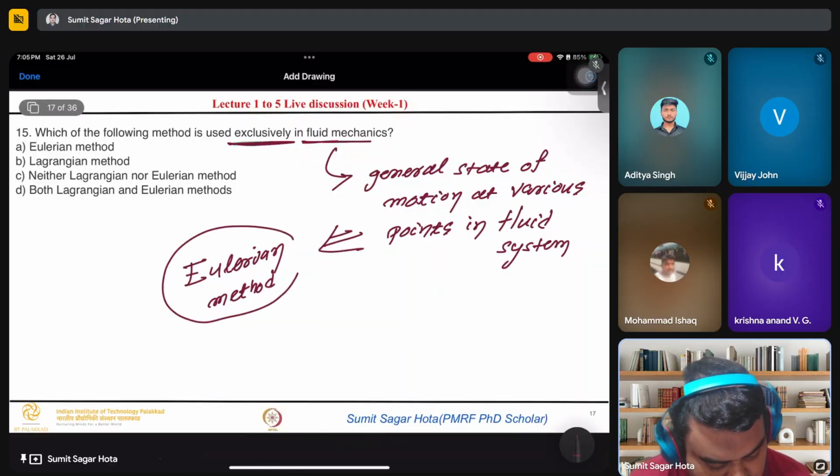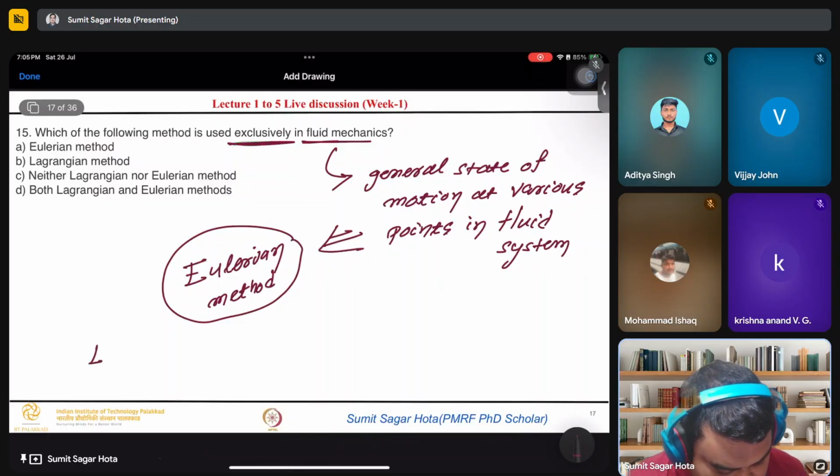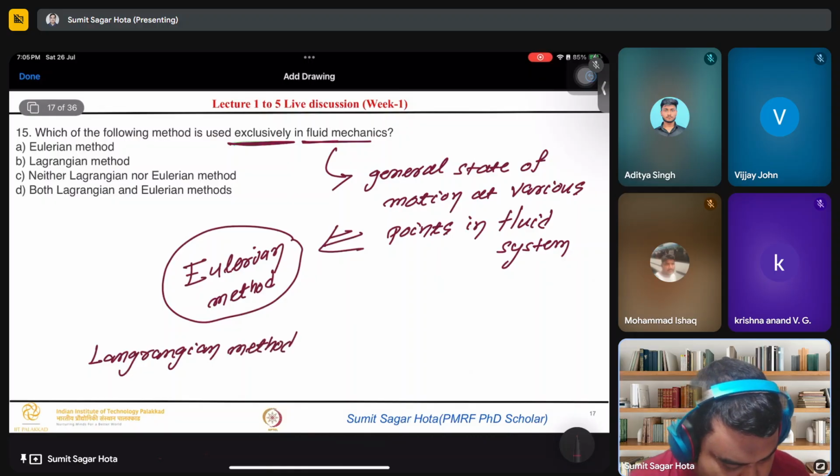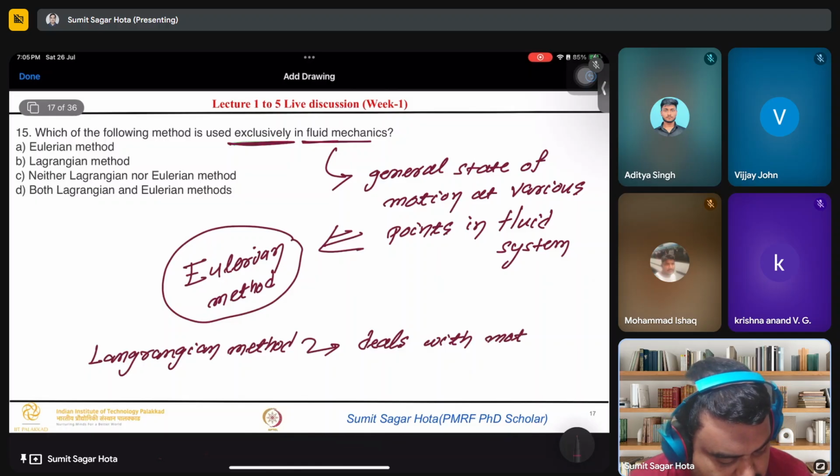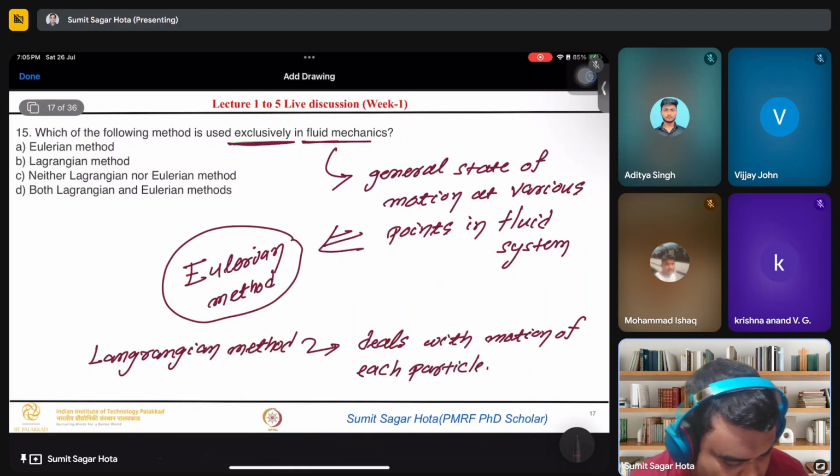But on the other hand, the Lagrangian method deals with the motion of each particle. So your answer is A. In general, we can call it the Euler method.